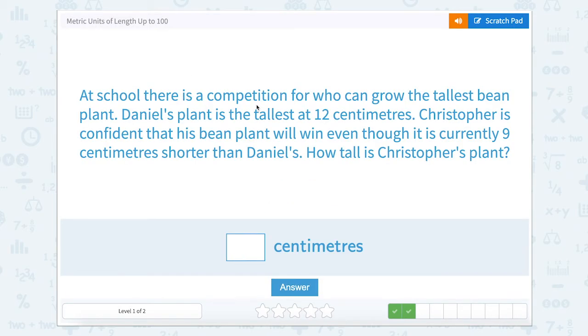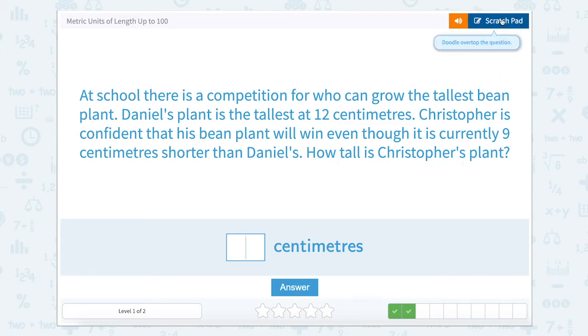At school, there's a competition for who can grow the tallest bean plant. Daniel's plant is the tallest at 12 centimeters. Christopher is confident that his bean plant will win even though it is currently 9 centimeters shorter than Daniel's. How tall is Christopher's plant?